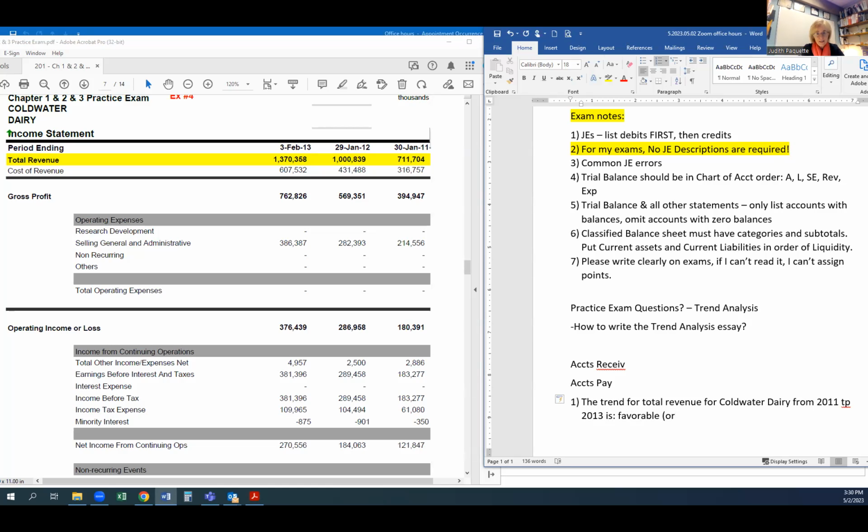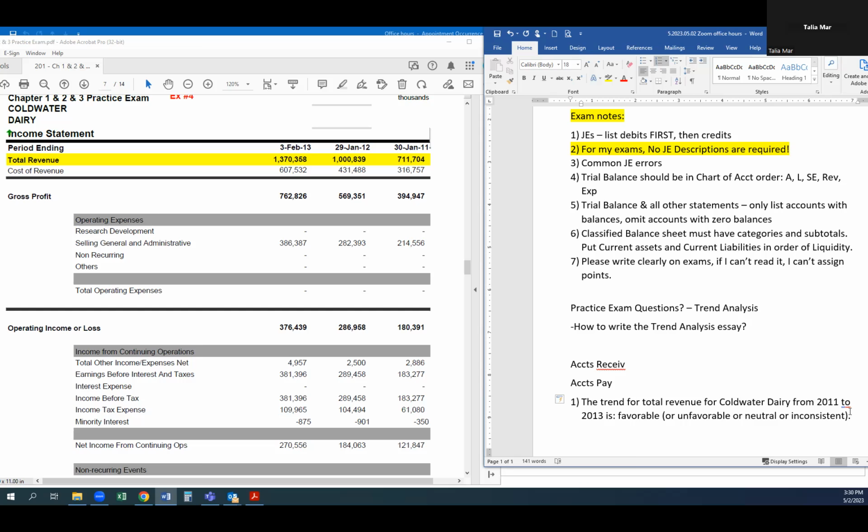And what Talia just said is it's positive, so favorable. Your other choices would be unfavorable or neutral or inconsistent. In other words, up then down or down then up. Okay. Does that make sense to everybody? Just a real simple elevator, one sentence speech.